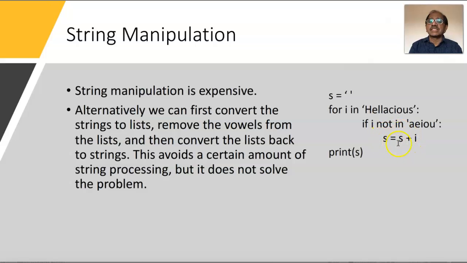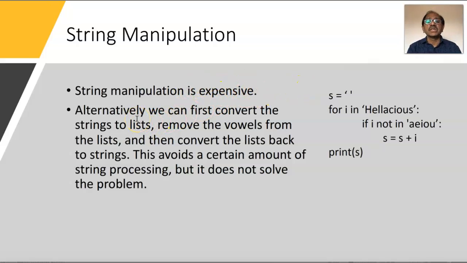Whenever we invoke S equals S plus i, we are getting a new string. Then when we get a new string, the old string goes into garbage collection. This is a simple one word, but if you have a bigger text, then the garbage collection is very huge. So it is very expensive. That is, string manipulation is expensive.